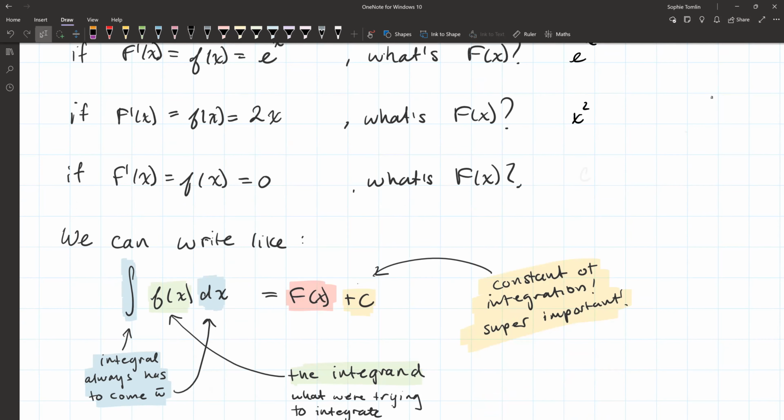And so now also another one. If we take capital F prime of x is equal to 0, what could f of x be?